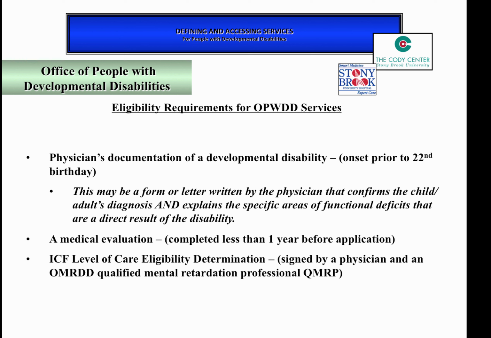The other piece that's critically important is a medical evaluation that's completed less than 1 year before the application. Remember, this is separate from the diagnosis. This is a recent medical evaluation, and then an ICF level of care eligibility determination that's signed by a physician and a Qualified Mental Retardation Professional, a QMRP. This is important to know what type of care this person is going to need prospectively.